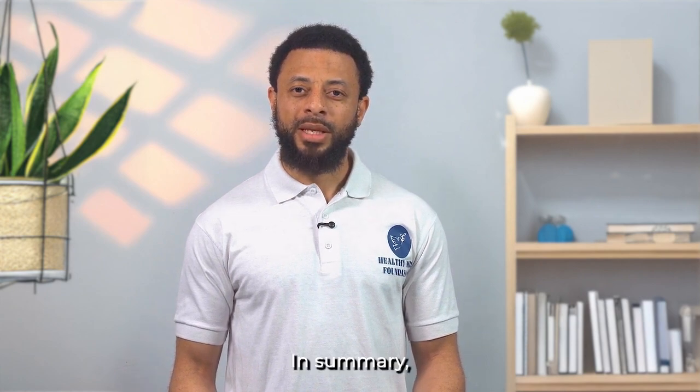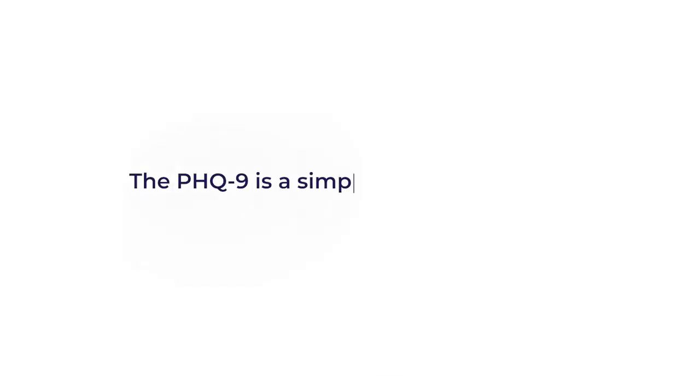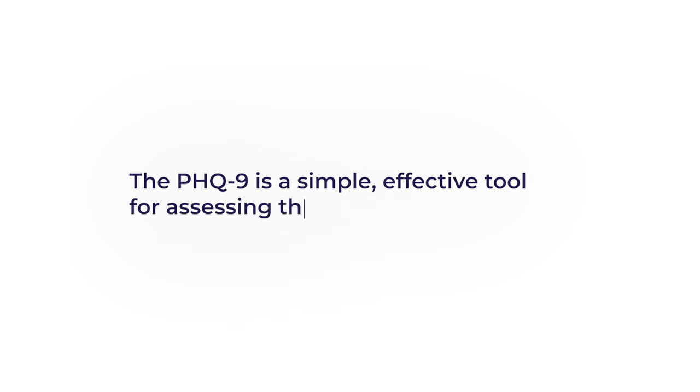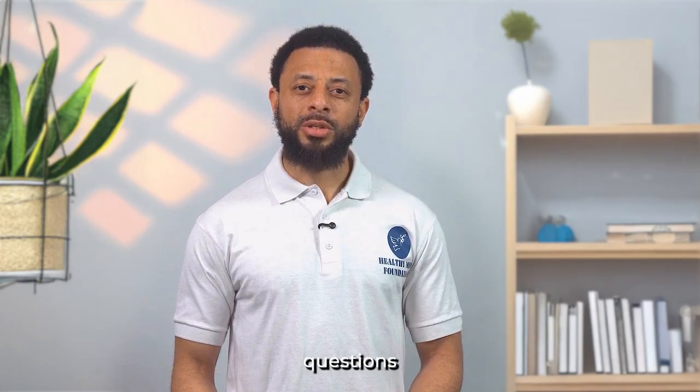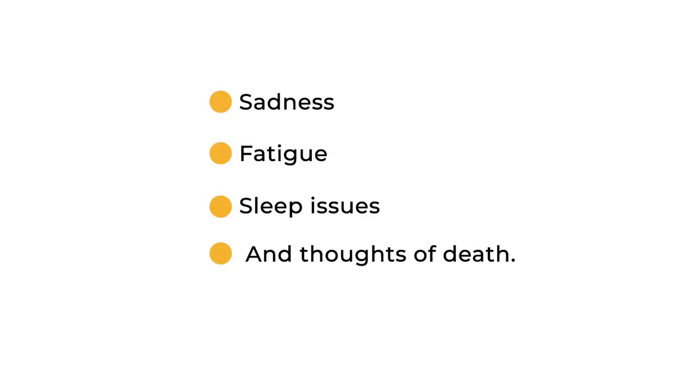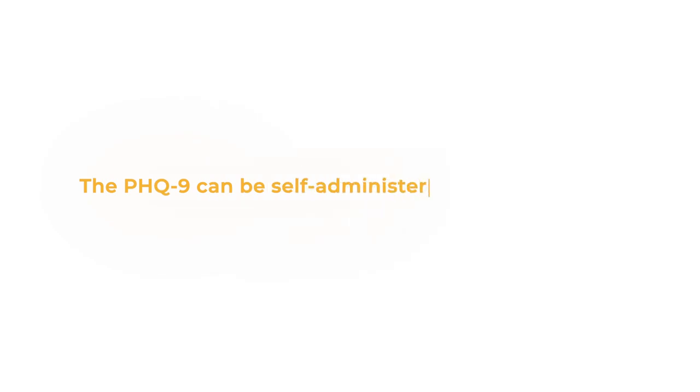In summary, the PHQ-9 is a simple, effective tool for assessing the severity of depression. It consists of 9 questions, focusing on key symptoms like sadness, fatigue, sleep issues, and thoughts of death. The total score helps determine whether the person's depression is mild, moderate, or severe. The PHQ-9 can be self-administered or used in an interview, making it accessible for non-specialists.